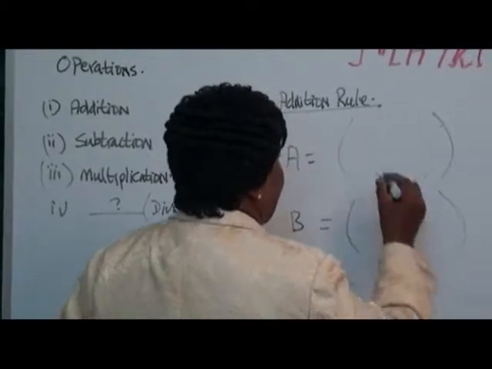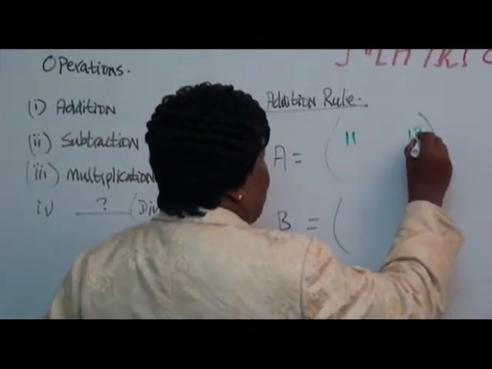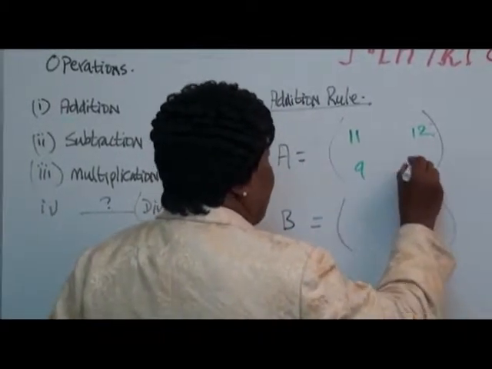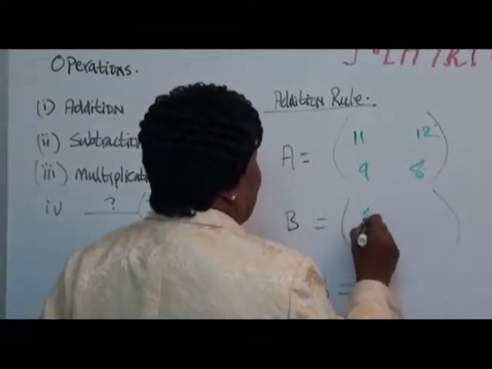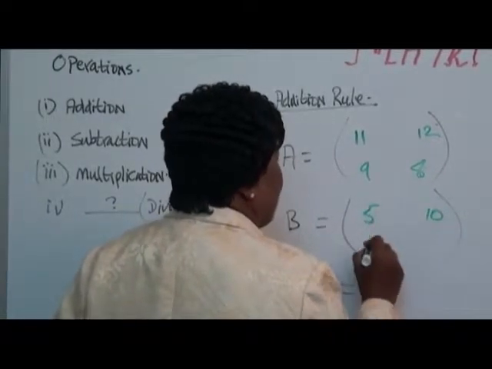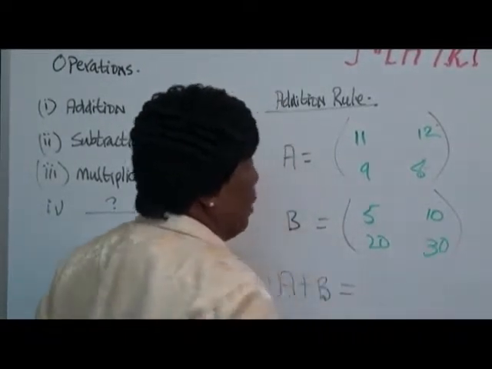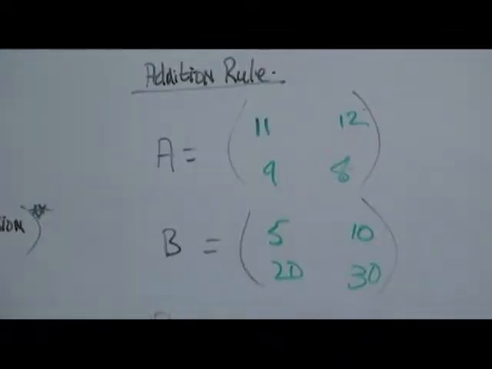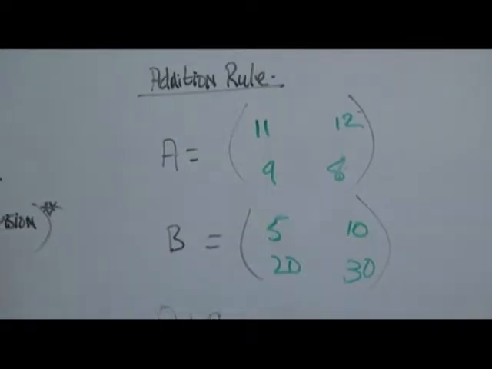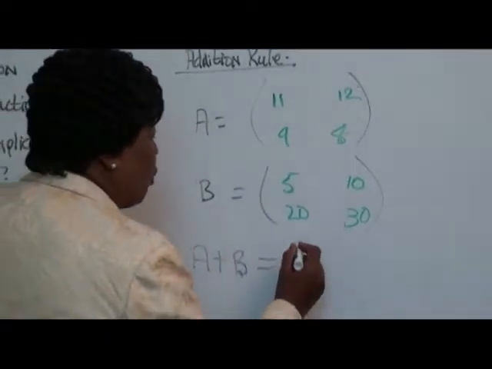So this time they're giving them 11, 12, 9, 8, and this can be 5, that can be 10, that can be 20, and 30. And we're asking you again the same thing. Given A is equal to 11, 12, 9, 8 and B is equal to 5, 10, 20, 30, what is A plus B equal to? And we know it so much.